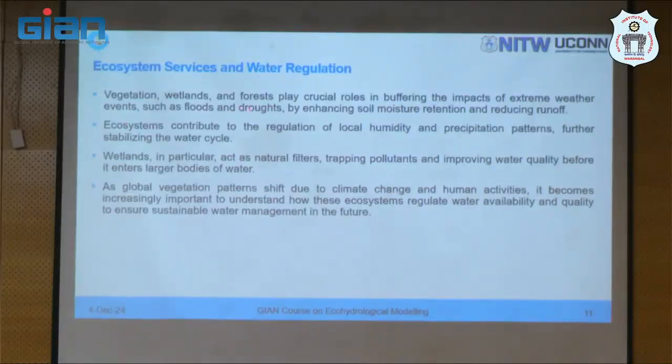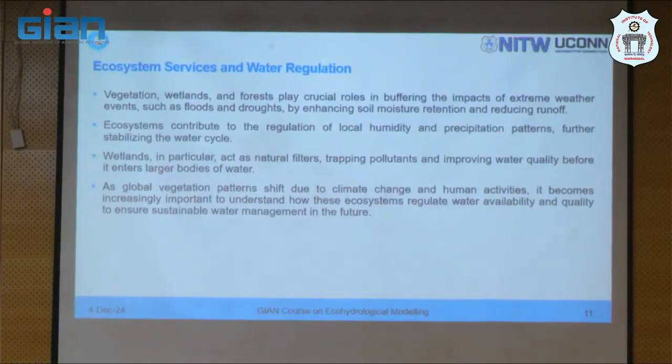Your vegetation, wetlands and forests play a crucial role in buffering the impacts of extreme weather events such as floods and droughts by enhancing soil moisture retention and reducing runoff. Even if anyone is working on an urban drainage system, there are vegetated waterways, or what we call sustainable urban drainage systems, rainwater harvesting structures, or some way to increase percolation.